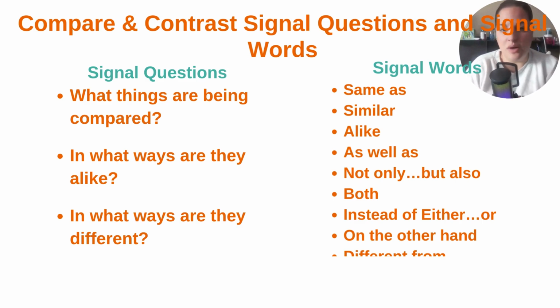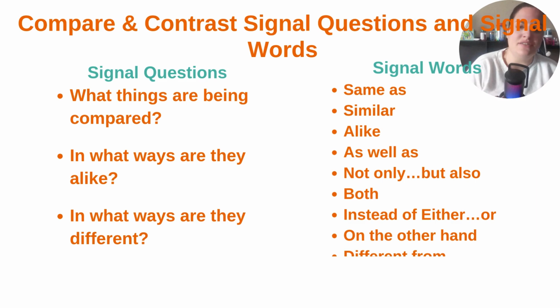For our signal questions, we want to ask, what are things being compared? In what ways are they alike? And in what ways are they different? If you can't answer those questions, you're probably not dealing with compare and contrast signal words, right?